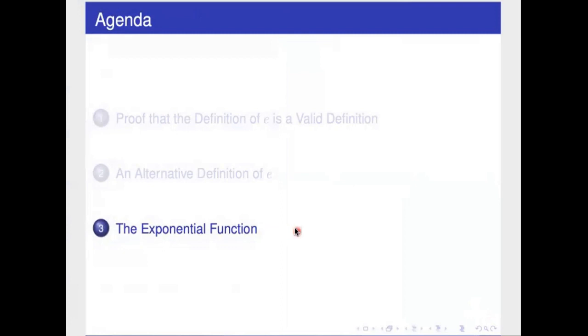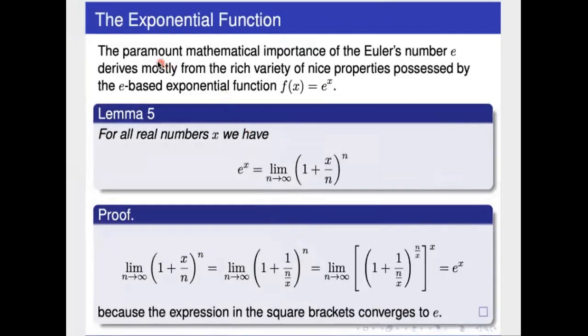The paramount mathematical importance of Euler's number e derives mostly from the rich variety of nice properties possessed by the e-based exponential function f of x equals e raised to x. Lemma 5 states that for all real numbers x we have e raised to x equals the limit as n approaches infinity of 1 plus x over n raised to the power of n.